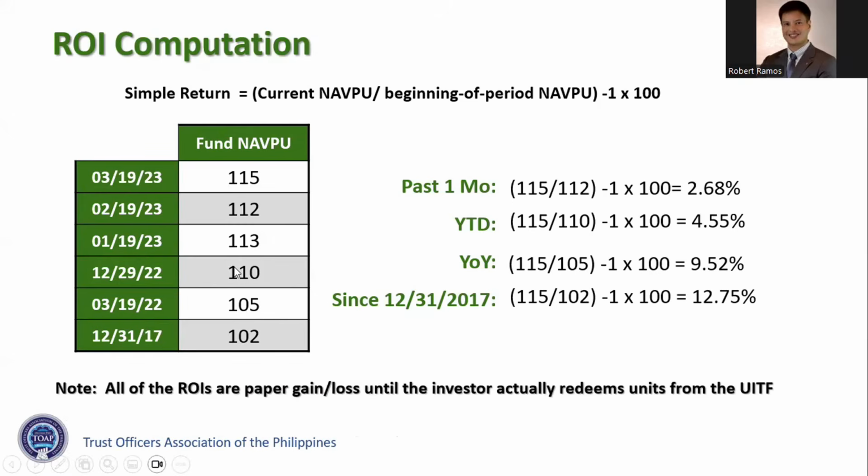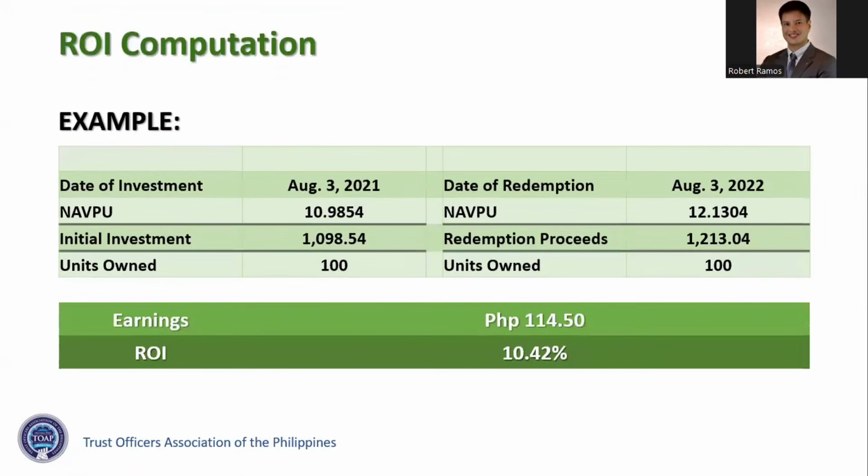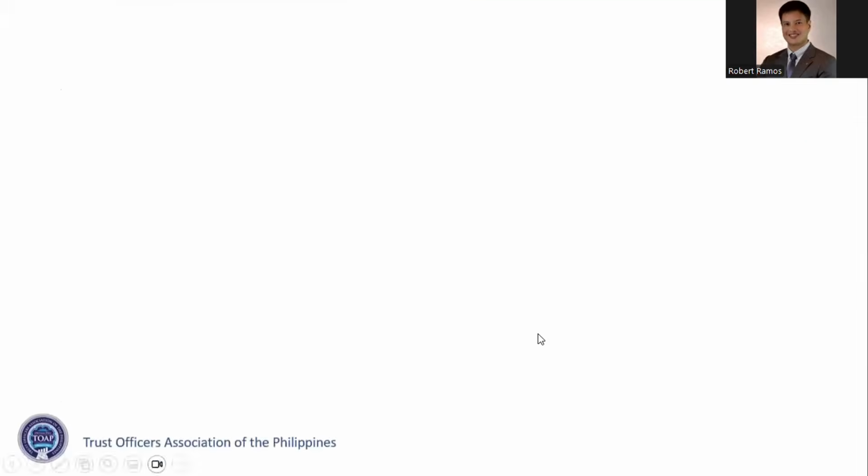So remember, all the returns are basically paper gain or loss until the investor actually redeems the units from these UITFs. Here is another quick example looking at the returns and the number of units owned by the particular investor.